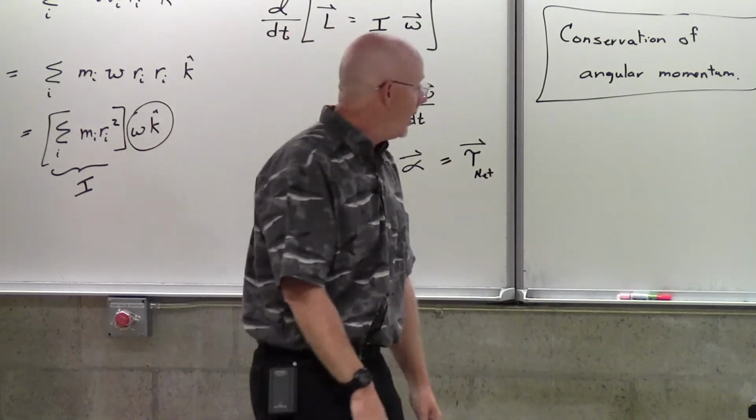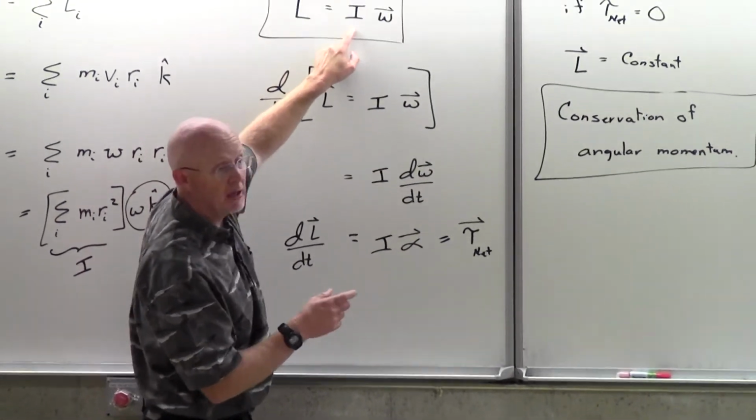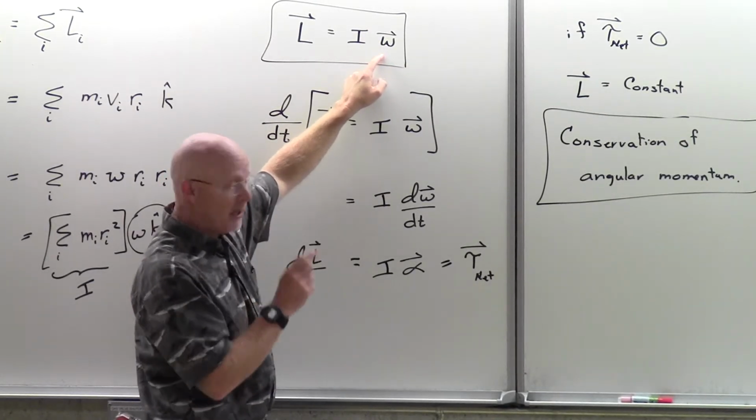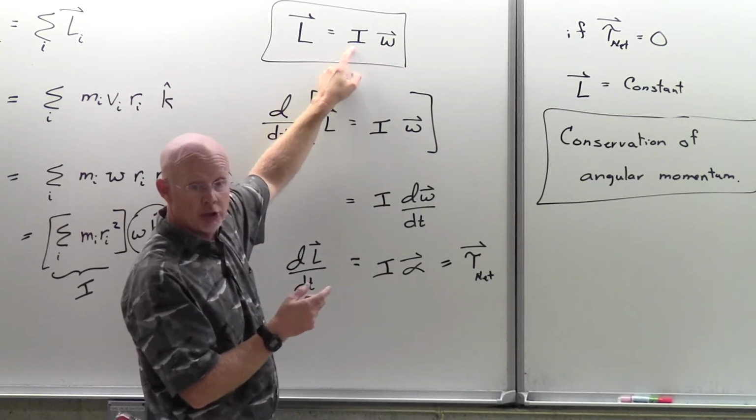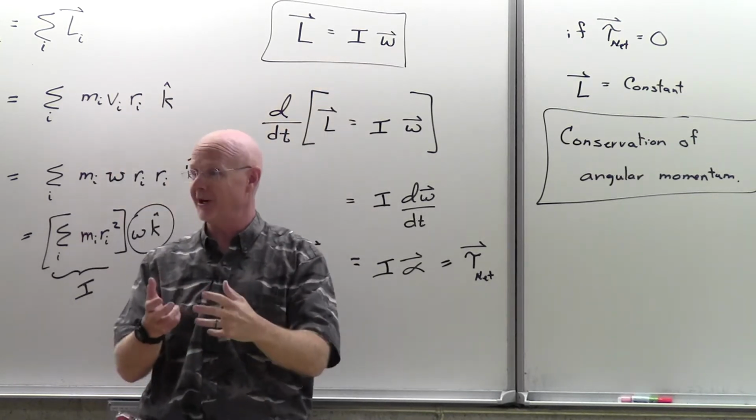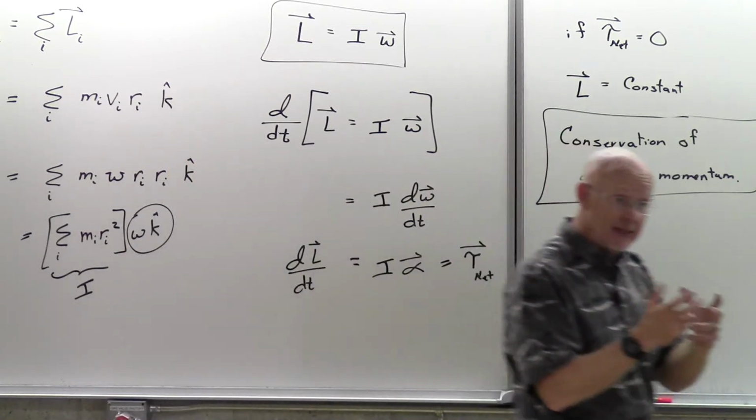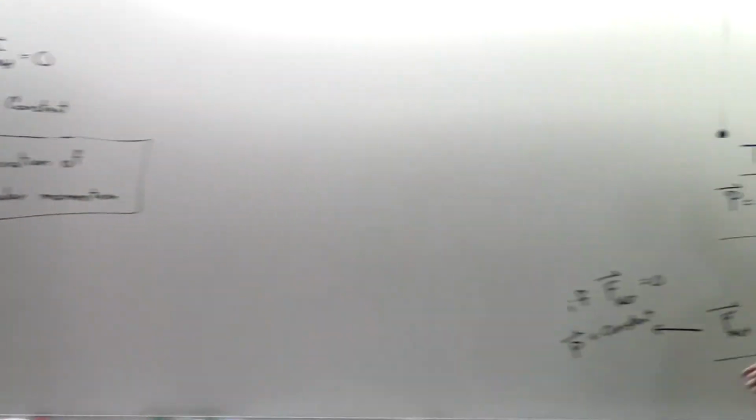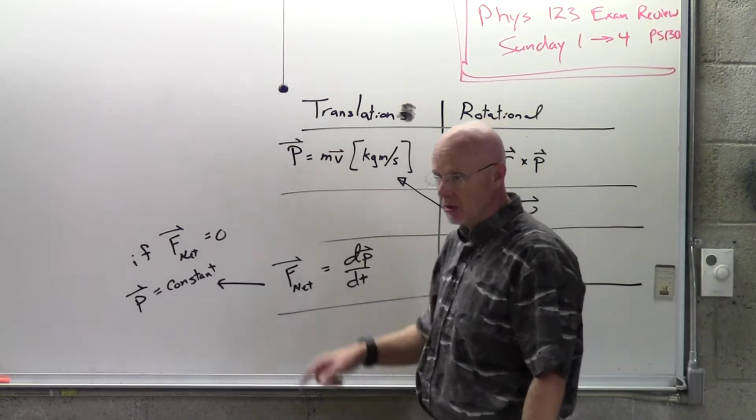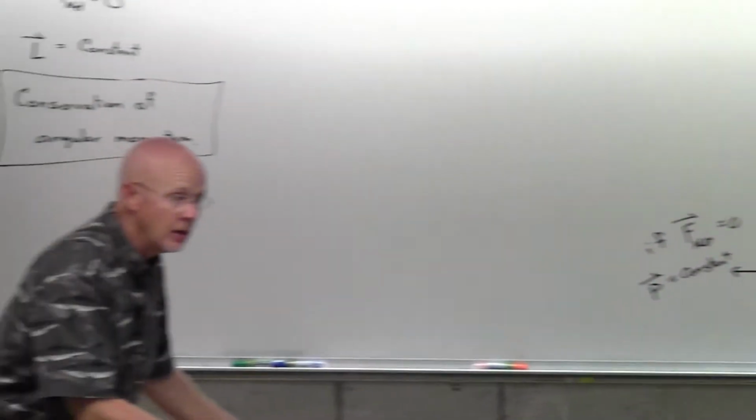And a big reason why is right here, angular momentum, doesn't it depend on the rotational inertia and the speed? But rotational inertia, or moment of inertia, also depends on the distribution of the mass. When we did linear momentum, yeah, it depended on inertia and speed, but the inertia never changed.